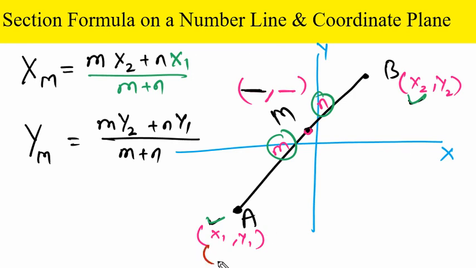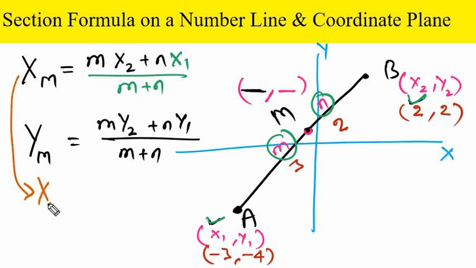Alright, now let's take one example here. Let's say this point is (-3, -4), and this point is somewhere, let's say (2, 2). It is dividing in the ratio of, let's say, 3 to 2. Just substitute the values here. Let me write it clearly. xm is equal to m, which is 3, times x2, which is 2, plus n, which is 2, times x1, which is -3, over 3 plus 2, right?